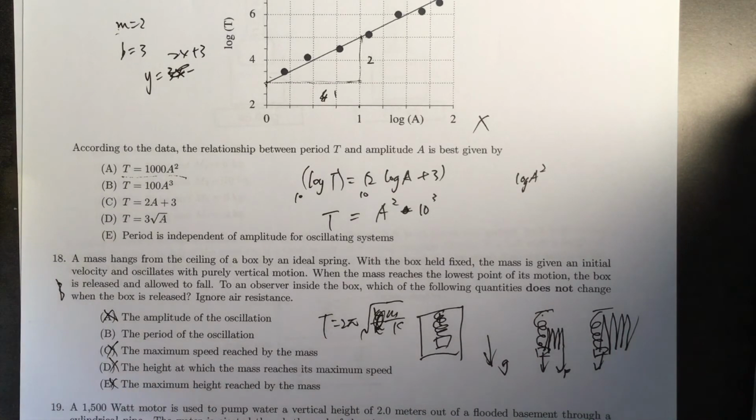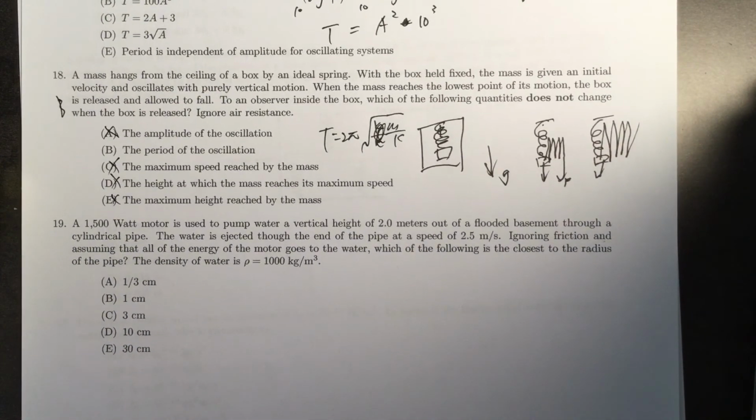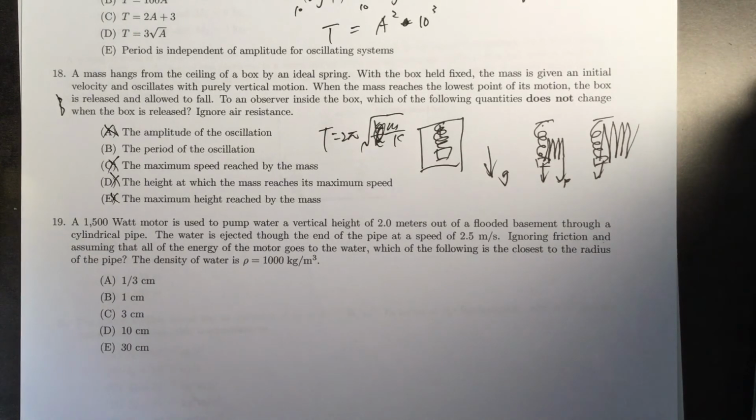So the period of oscillation does not change. It's B. Okay, number 19. A 1,500 watt motor is used to pump water a vertical height of 2 meters out of a flooded basement through a cylindrical pipe. The water is ejected through the end of the pipe at a speed of 2.5 meters per second. Ignore the friction and assume that all the energy of the motor goes into the water. Which of the following is closest to the radius of this pipe? The density of water is rho equal to 1,000 kilograms per meter cubed.